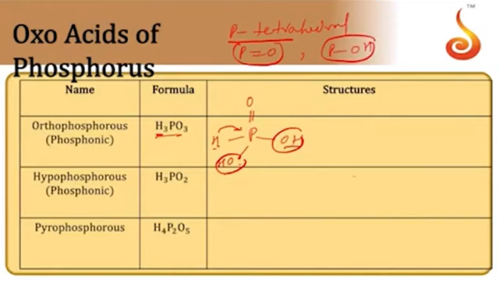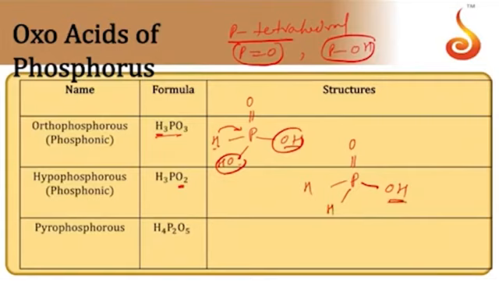Then comes hypophosphorous acid. Again phosphorus has one double bond O and must have one OH group. With this, two oxygens have been used up. We have two hydrogens left, which implies two more hydrogens bonded to phosphorus. So it is only monobasic in nature.